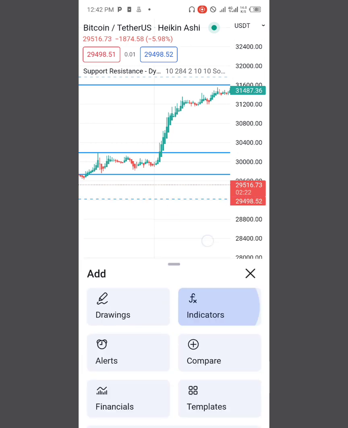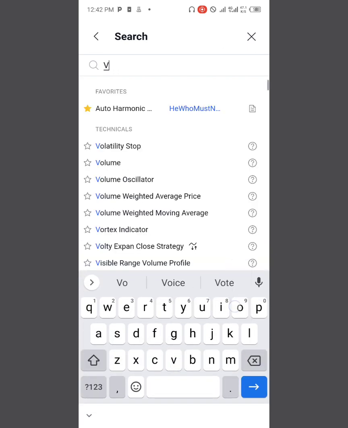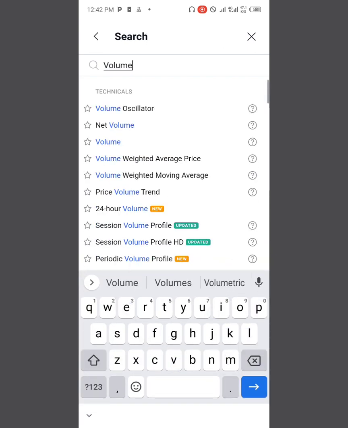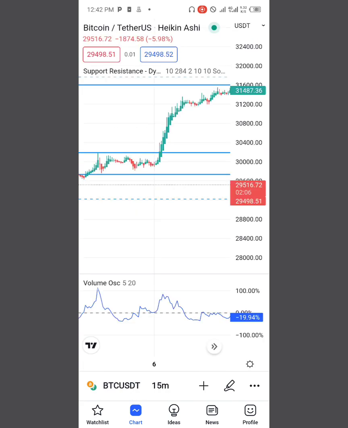section, go to indicators, and just type volume oscillator. You can see the very first one here. Click on it and it's going to appear in your chart. I already have it, so I wouldn't do that because I already have it right here on my chart.